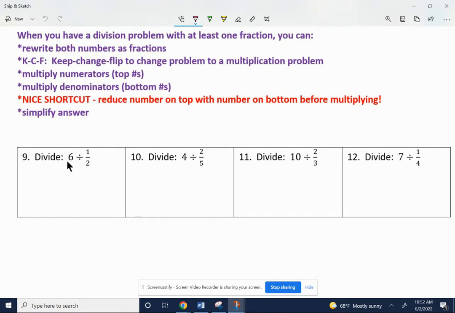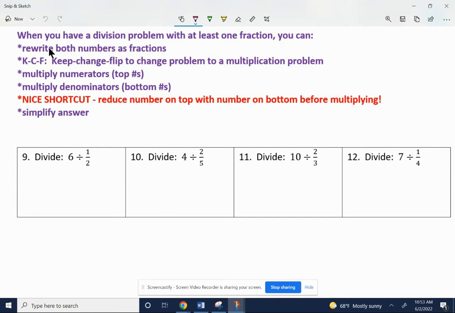Okay, think of it this way. If you have at least one fraction in a multiply or divide problem, just take the other number and make it into a fraction. And then if you have two fractions, you just use the trick for either multiplying or dividing fractions. Okay, so 6 divided by a half.